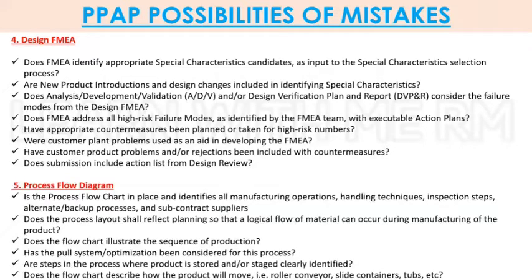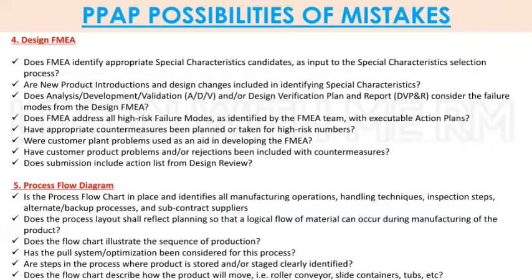Were customer plant problems used as an aid in developing the FMEA? Have customer product problems and/or rejections been included with countermeasures? Does submission include action list from design review? 5. Process flow diagram assessment.